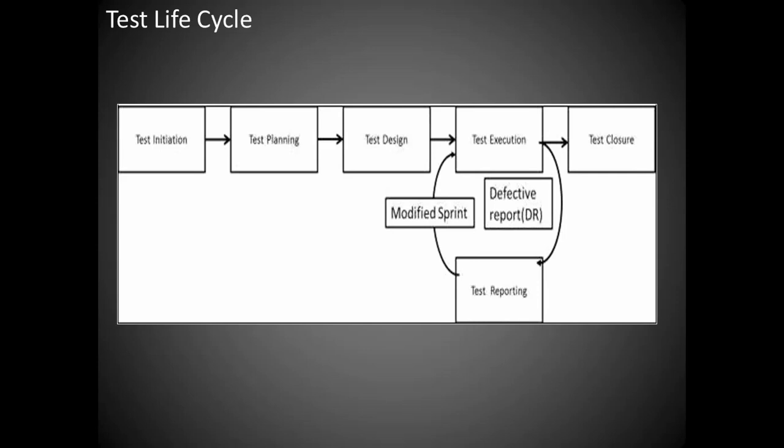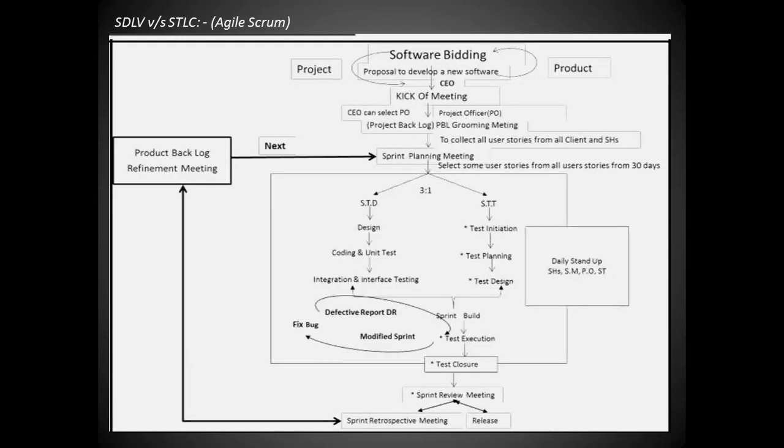Execution, report defects to the developers, the modified sprint comes back, and again testing. Finally, test closure. This cycle will continue. Here is the software test life cycle versus the development life cycle. Like this, it will be happening.